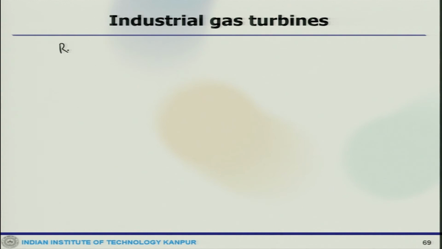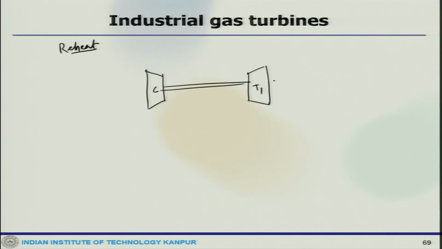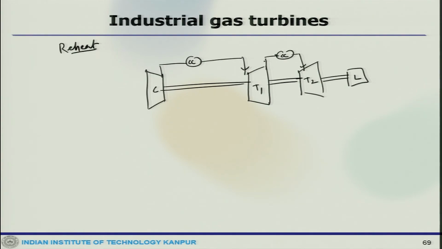You could do reheating also. In that case, the compressor feeds the first combustion chamber, where you can see the compressor connected with the turbine. This is again a single spool, connected with a second turbine connected with the load. So, the combustion chamber comes here, comes down. So, you can think about these things.